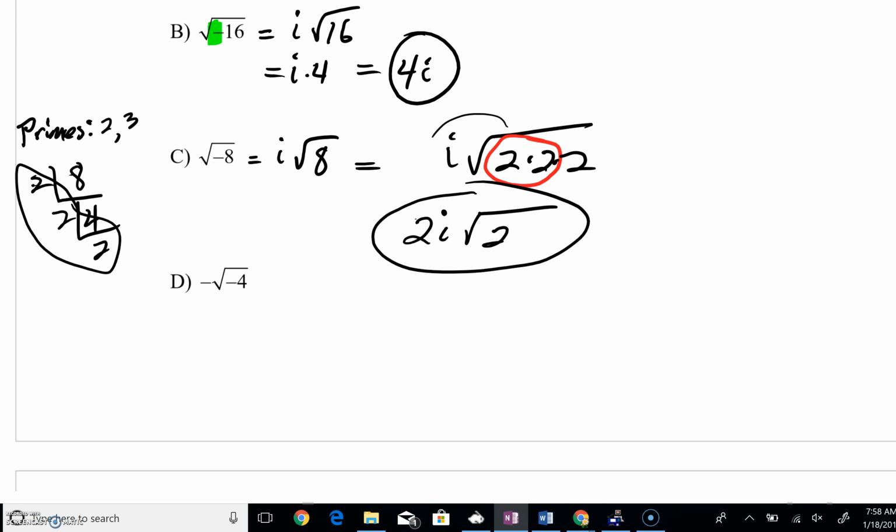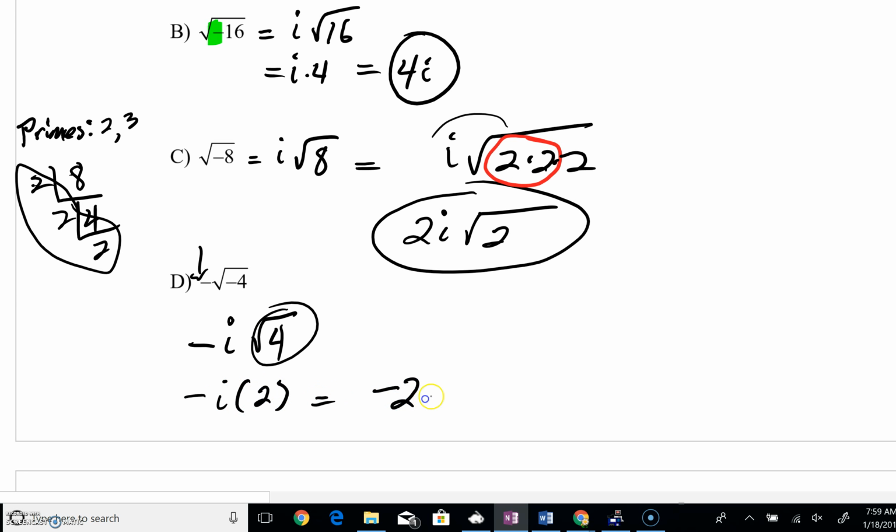Yes? Here, hold on. Last one of the day. You could have a negative out in front. Sometimes kids are a little worried about that. They'll say, how do I deal with that? Answer, you just pull the i out. As always, it's just that now you've got a negative out in front with the i. But what's the square root of 4? Square root of 4 we know is 2. Final answer is negative 2i, and we are done.